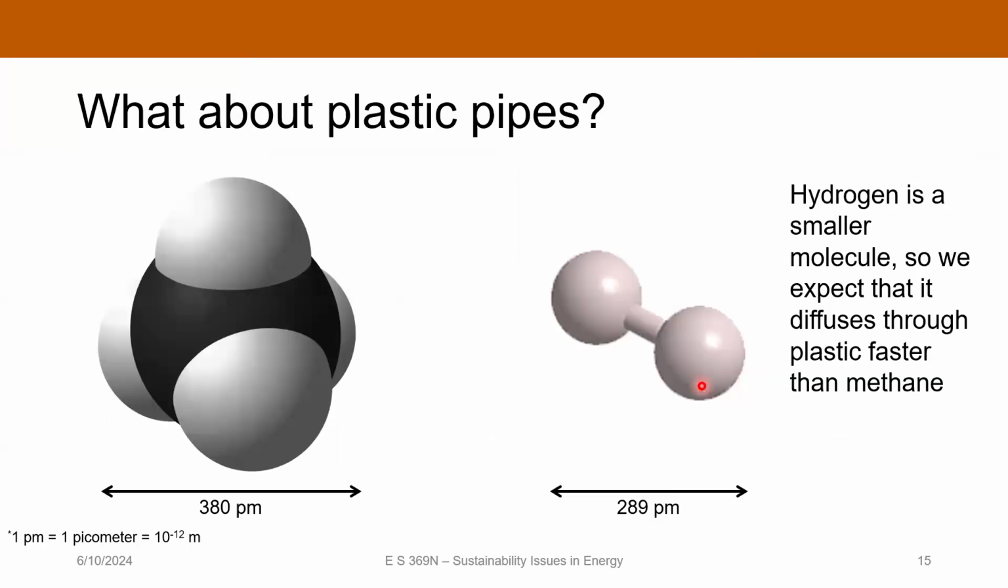Well, you're probably saying, what about the other half of the pipelines that are made out of plastic? Maybe you don't have the same corrosion issues with plastic, but here we're looking at the atomic scale, the structure of methane over here, and a hydrogen H2 molecule here. The van der Waals radius of H2 is smaller than that of methane, 289 picometers versus 380 picometers. This means that it can diffuse through plastic faster than methane.